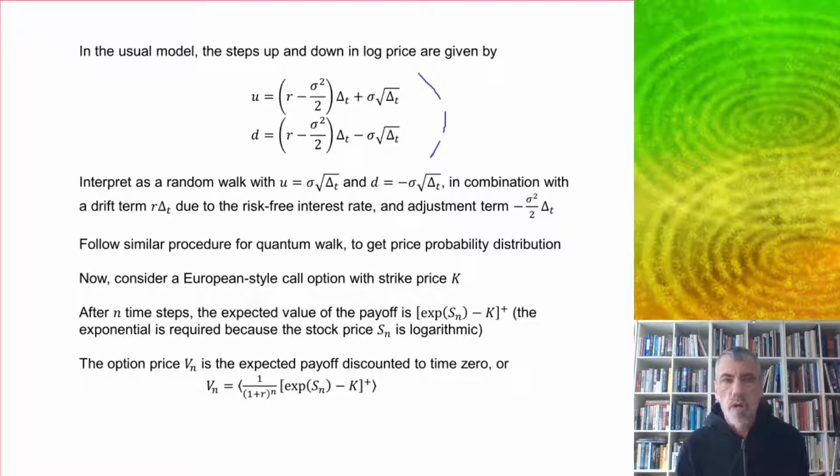interpret as a random walk, again with a combination of a drift term and a random walk term. And this R here is going to be our risk-free interest rate.